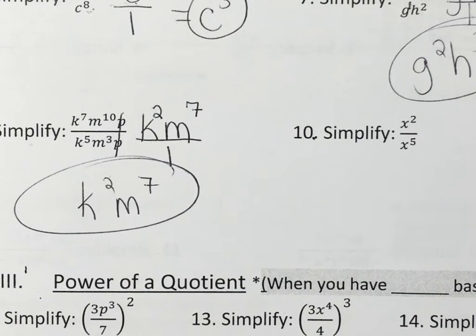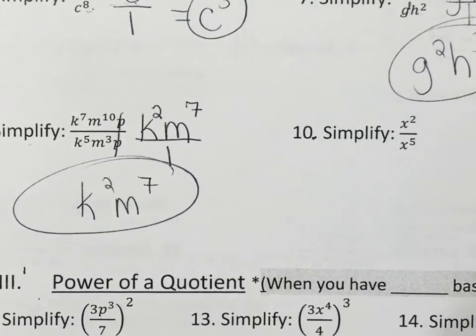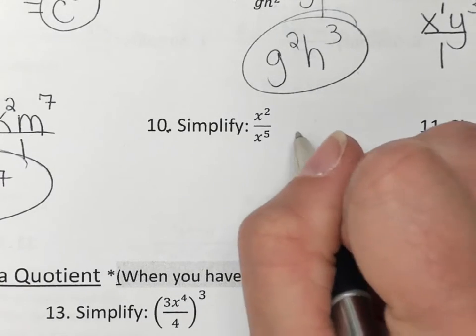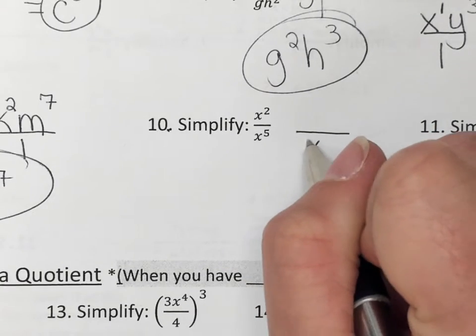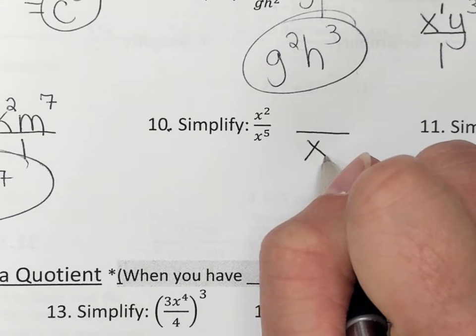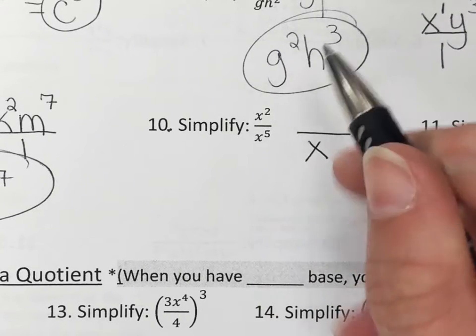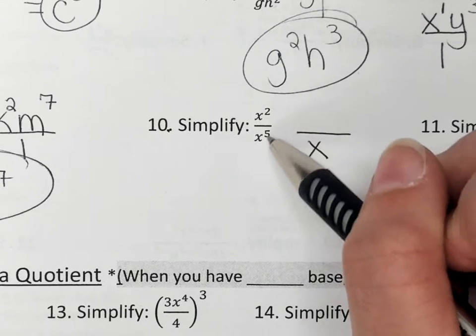You okay? All right, now look, 10's different. You ready? Watch 10. All right, which one's bigger this time, the 5 or the 2? So this time my X is going to go on the bottom. 1 over x cubed. Look, you're skipping too much ahead. Hold on. All right, what's 5 minus 2?